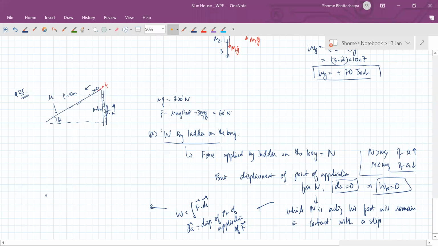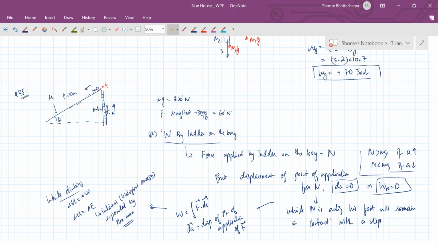So while climbing, what is happening is that his delta U is positive. This delta U is equal to the internal biological energy expended by the man. It is not equal to work done by some external agent, because there is no external agent pushing him with a force such that the force is doing work. So hope this concept is clear. This is a bit tricky conceptually, this first part.